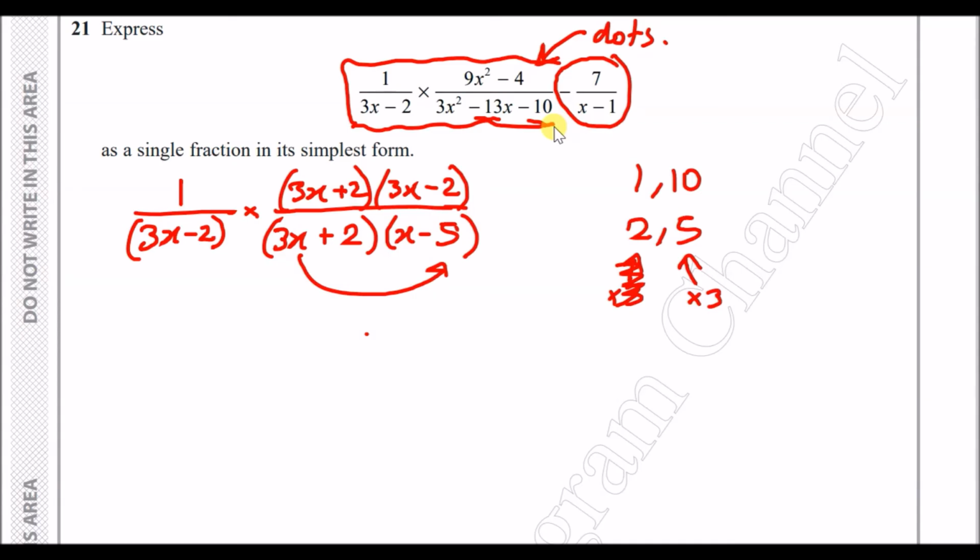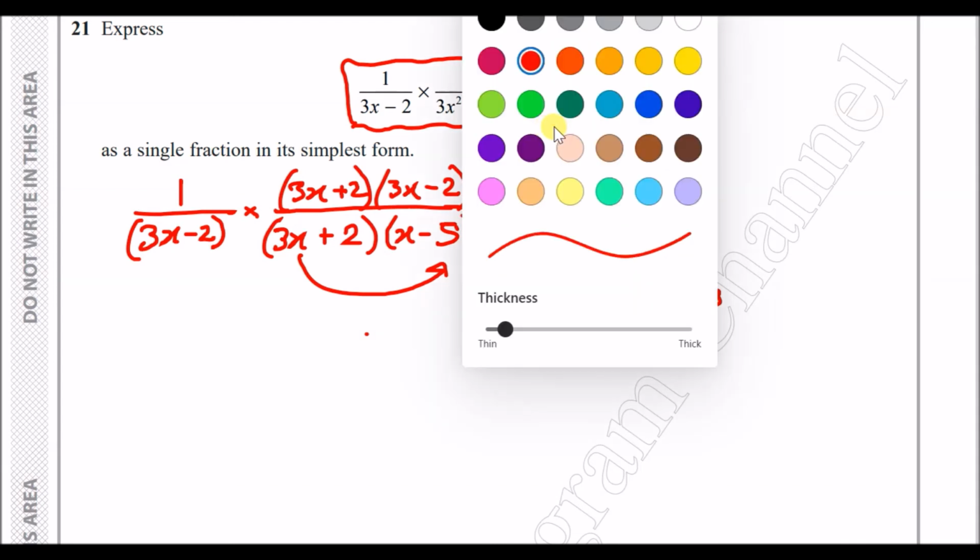Now, because you got all of this done, the next step you want to do is literally cancel down. The good thing is, when you're multiplying fractions, guys, you can literally cross-simplify. So what that means, you pick something from the top and you cancel with the bottom. So let's do it right now. I'm going to change the color of the pen.